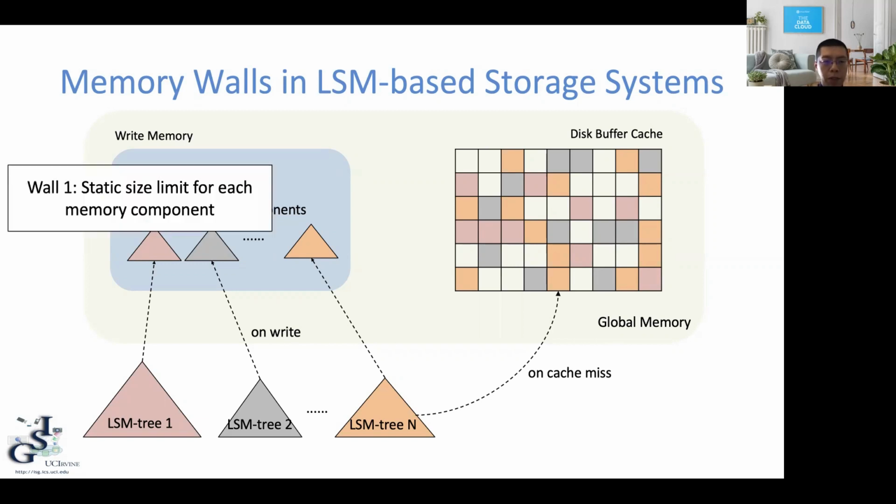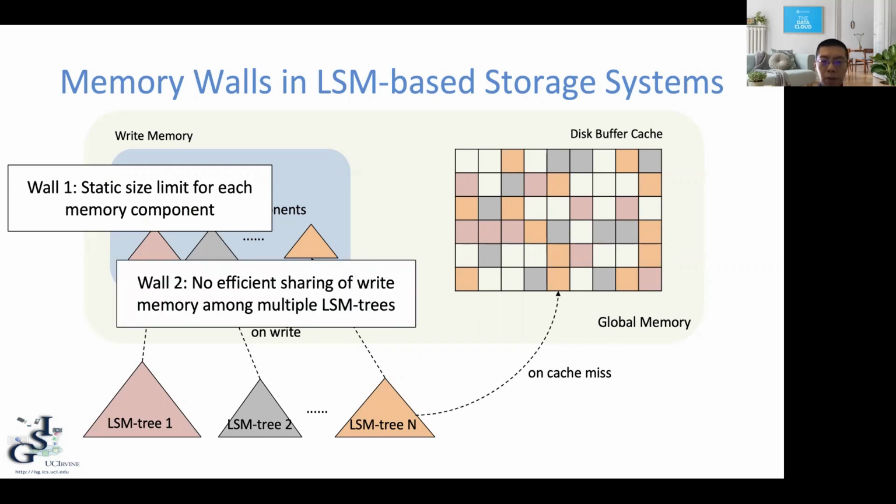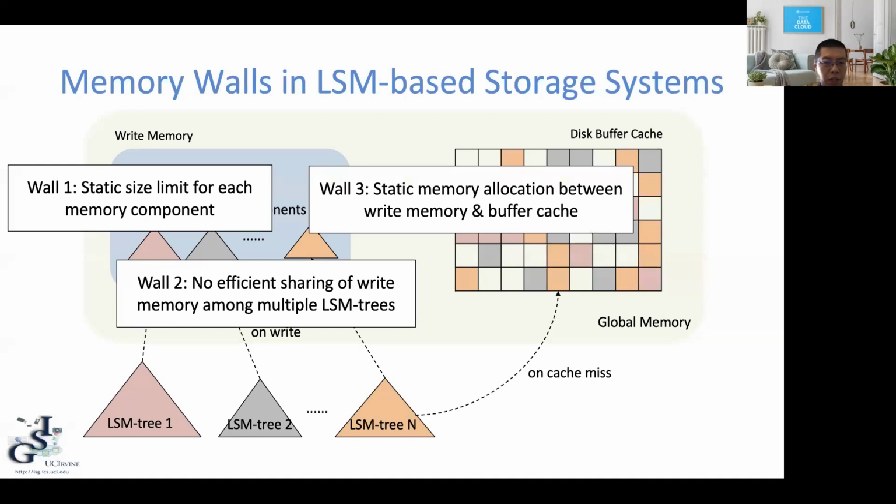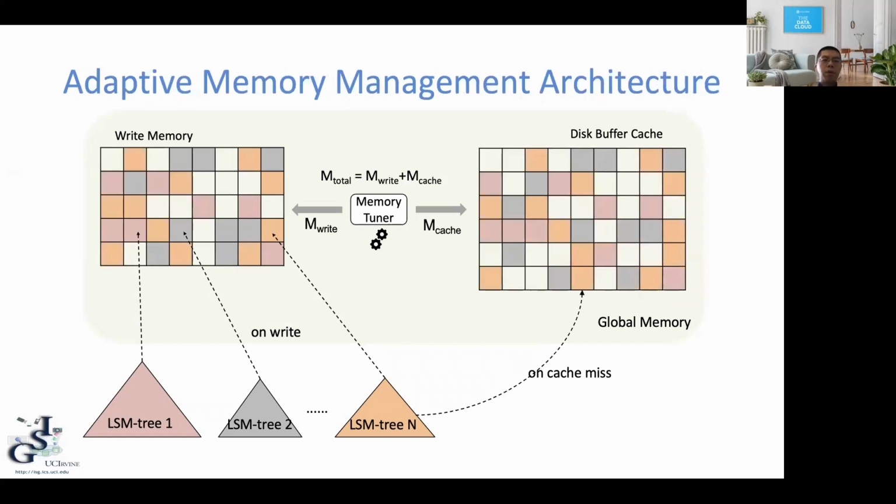The first memory wall is the static size allocation for each memory component, which is commonly used by today's LSM-based storage systems. The second memory wall is that there is no efficient sharing of the write memory among multiple LSM-trees. The last memory wall is between the write memory and the buffer cache, because typically these two regions are statically allocated.